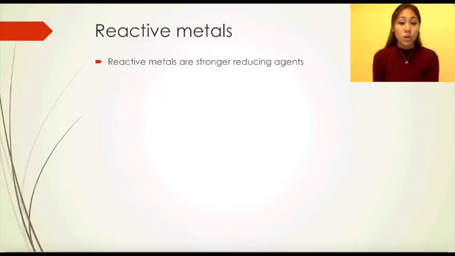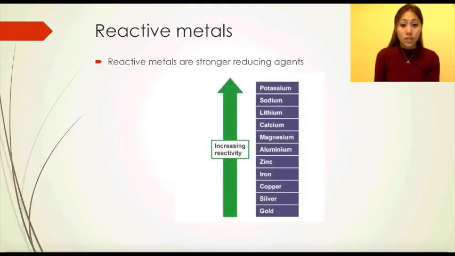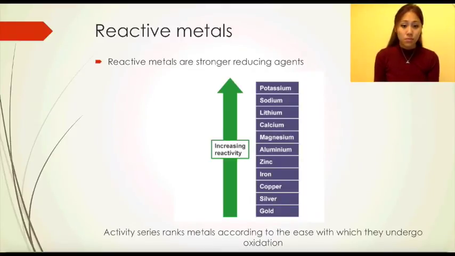Reactive metals are stronger reducing agents. This means they themselves are more easily oxidized. Recall the reactivity series, in which reactivity increases from bottom up. All of these elements become positive ions, cations, which means they are a lot more easily oxidized. The activity series ranks metals according to the ease with which they undergo oxidation. So a lot of these tend towards the left, middle left side of the periodic table.